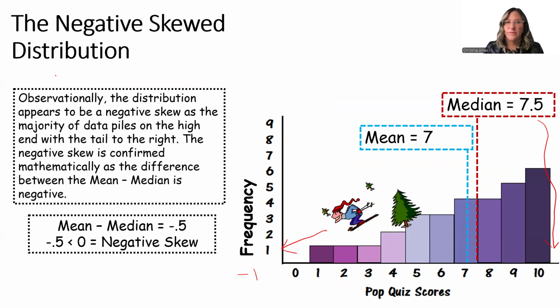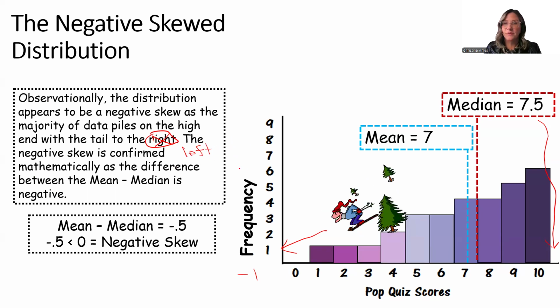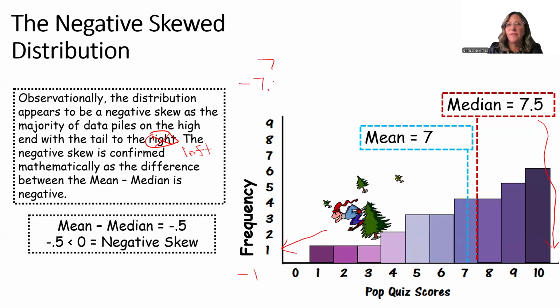And so I'm describing that the distribution appears to be a negative skew as the majority of the data piles on the high end with the tail to the, well, this actually should say the tail to the left. I did not catch this. We'll mark that out left. Okay. It is confirmed mathematically because if we take the difference, it's a negative value. So if we were to take the mean of 7 and we subtract 7.5 from 7, our answer is -0.5. That negative difference confirms the negative skew.